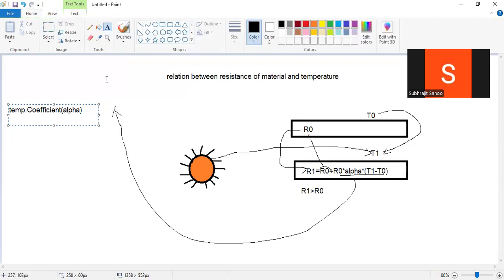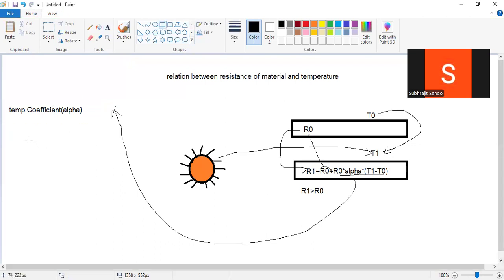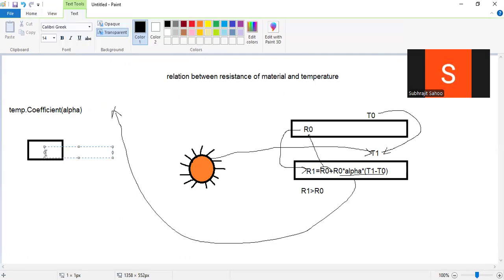Suppose there is a metal piece. The metal piece temperature right now is 40 degrees. And while the temperature is 40 degrees, the resistance of the material, suppose you assume, is 0.08 ohm. The resistance of the material is 0.08 ohm. So how to calculate the resistance?